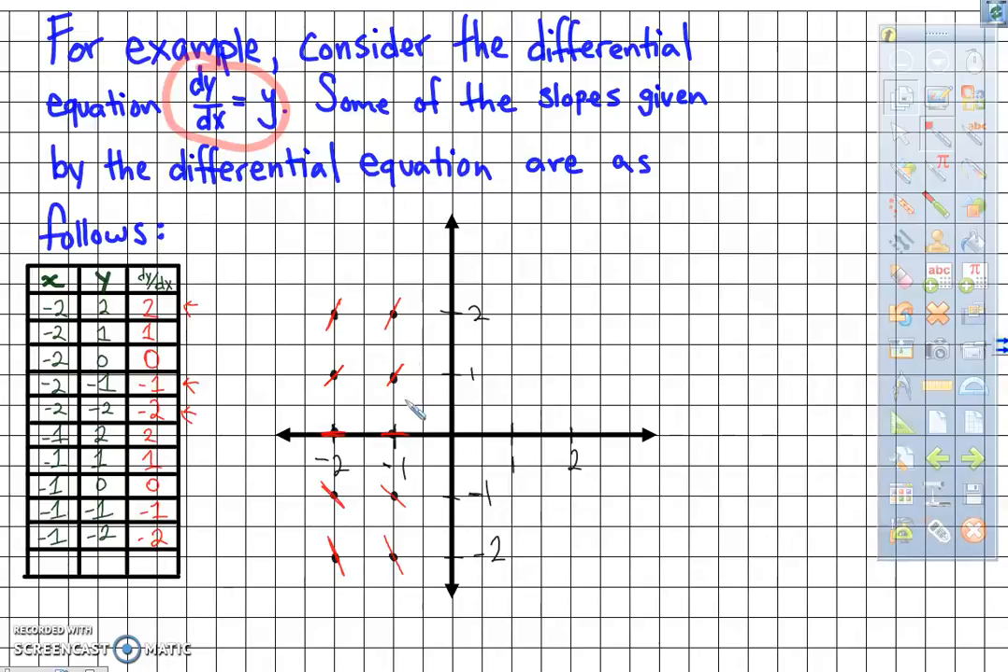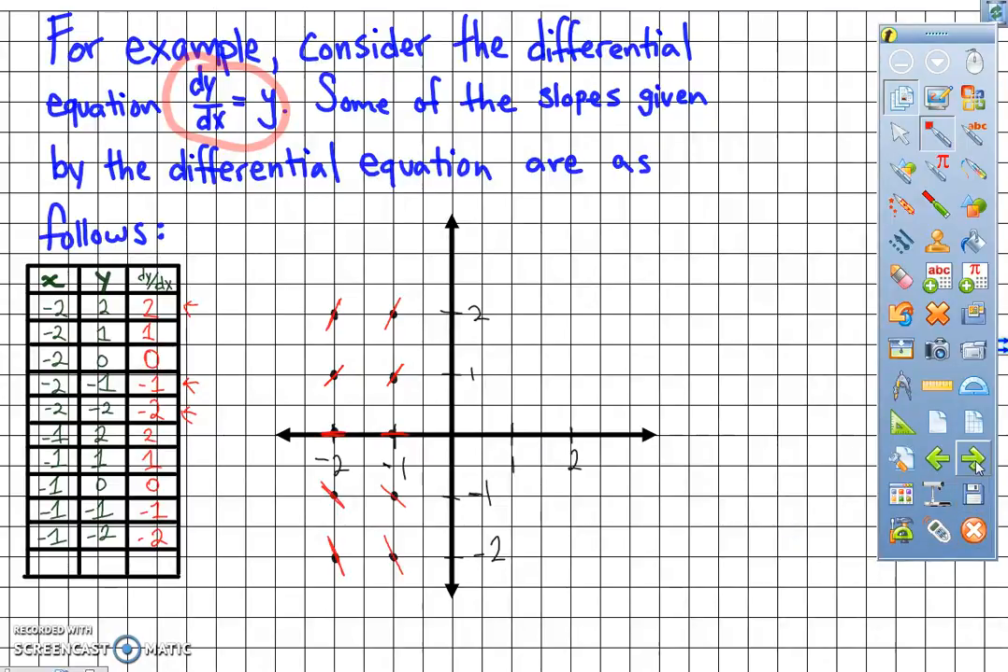And you should have gotten the same thing. The reason being is because our dy over dx is just y, so it all really relies on your y output. So if we're on the same y output, then it's going to be the exact same value.